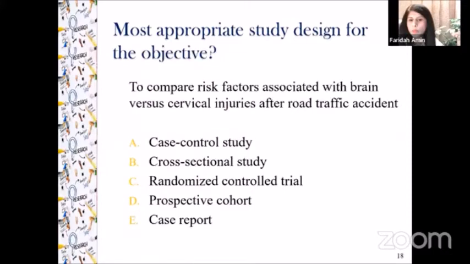Okay, what about this one? To compare risk factors associated with brain versus cervical injuries after RTA. Dr. Enga says D. So you're comparing two types of injuries, and you're comparing the risk factors among those who have brain injuries versus those who have cervical injuries. If you're comparing risk factors, a case control study design would be a better one, right?